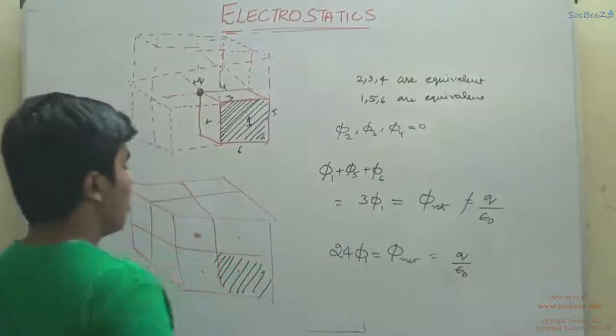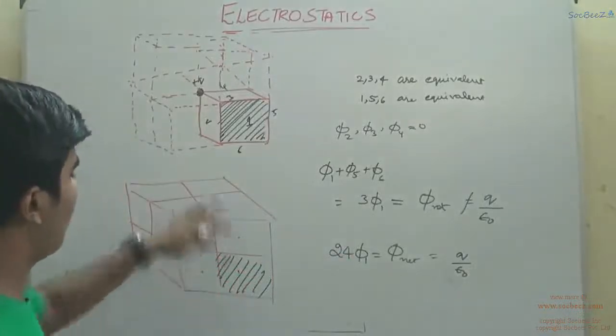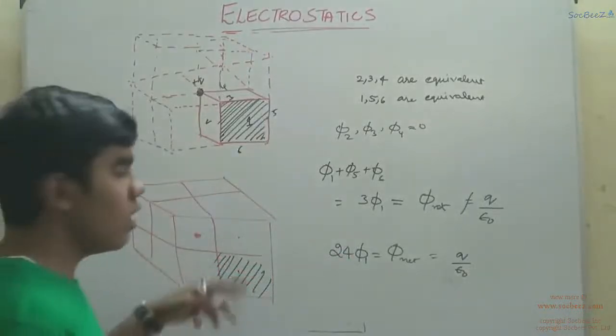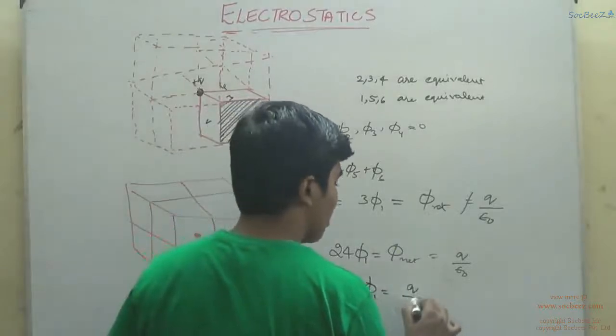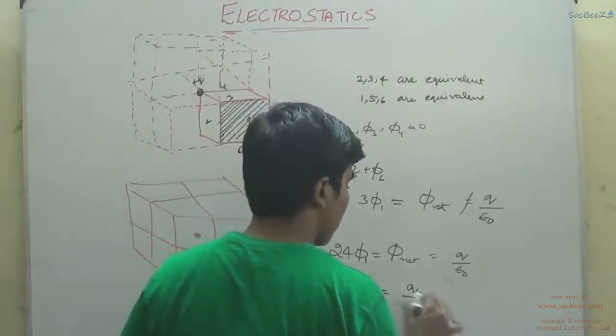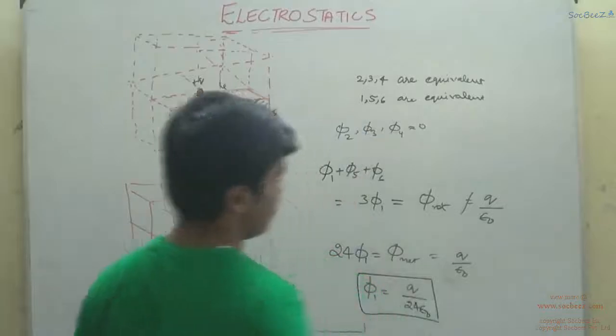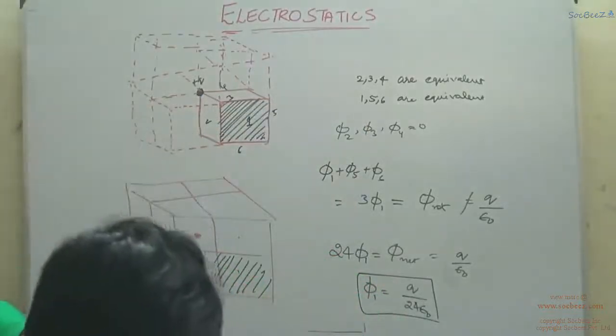Why is it true here? Here it is true because in this case the charge is totally enclosed inside the figure. Thus, we say that phi 1 is equal to Q by 24 epsilon naught.